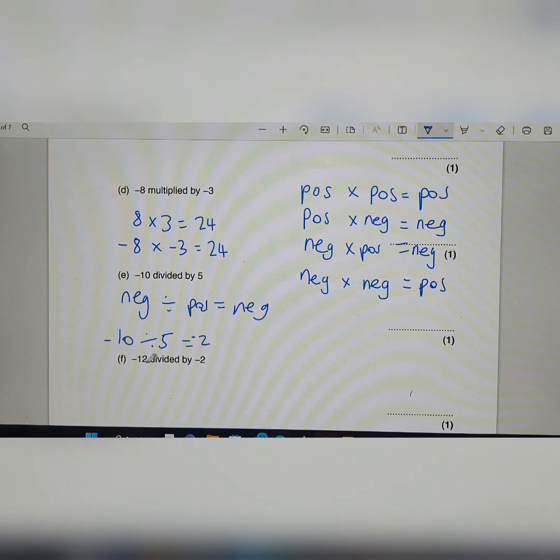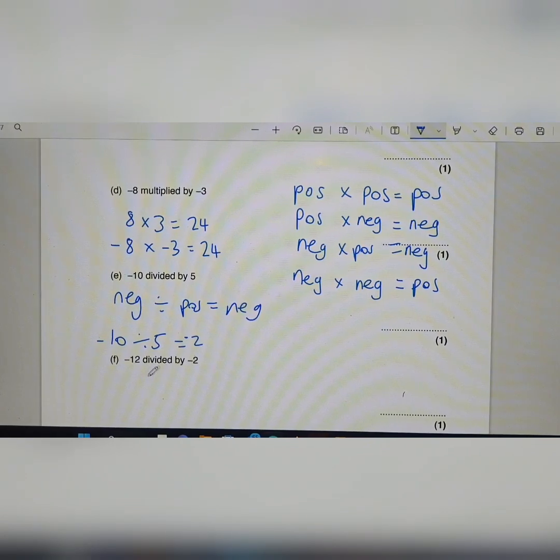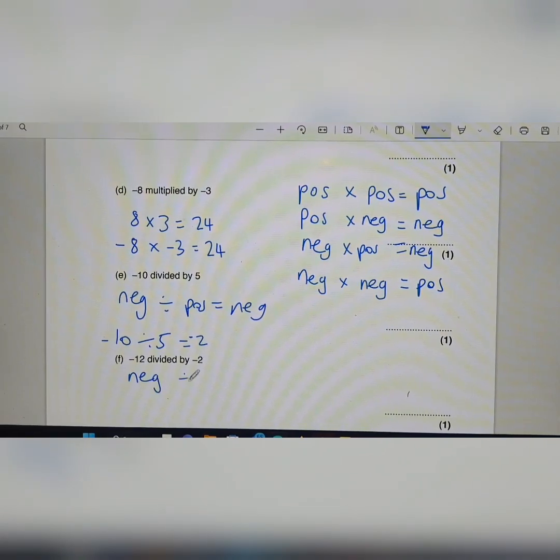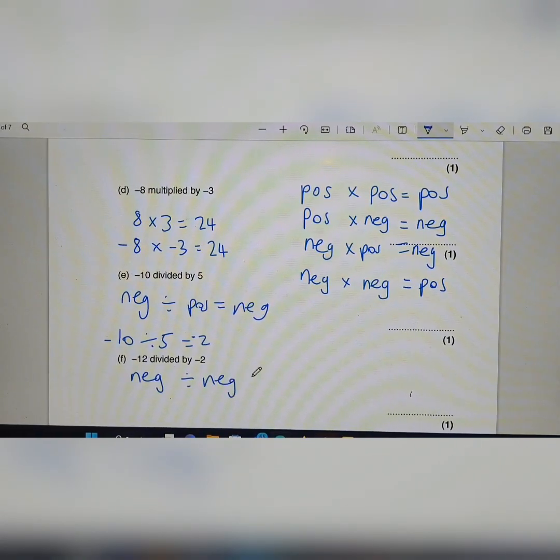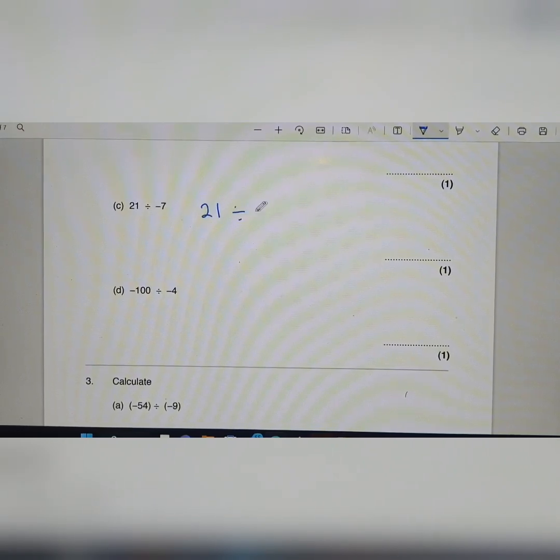Okay, pause the video and have a go at minus 12 divided by minus 2. Minus 12 divided by minus 2, so we've got a negative value divided by a negative number. I should get a positive outcome. So I can treat this as just 12 divided by 2, which is 6. And then if you want to, you can change the question, but my outcome will still be a positive value of 6.